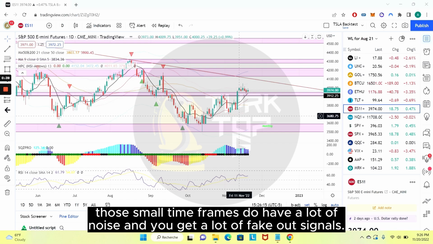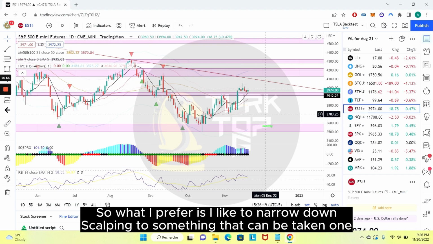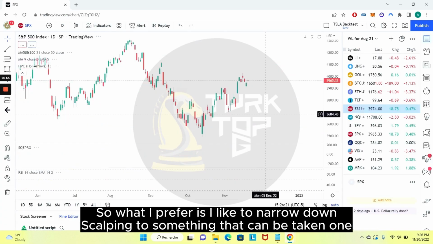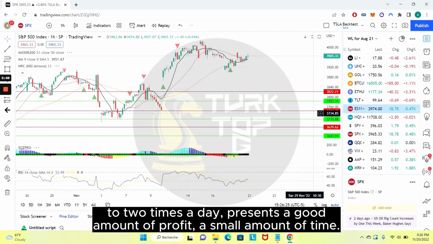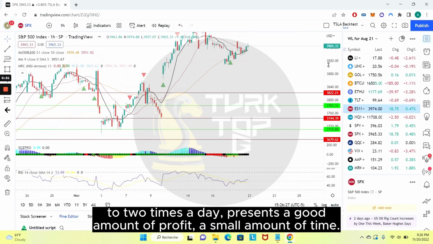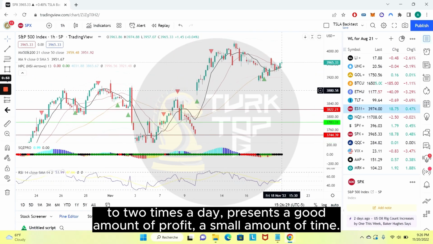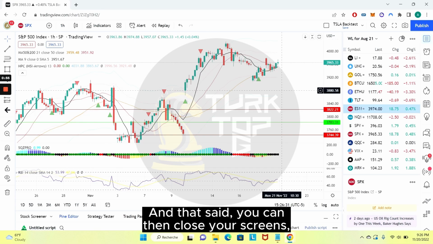of fake out signals. So what I prefer is I like to narrow down scalping to something that can be taken 1 to 2 times a day, presents a good amount of profit in a small amount of time, and that's it. You can then close your screens, close your trading, and be done for the day.